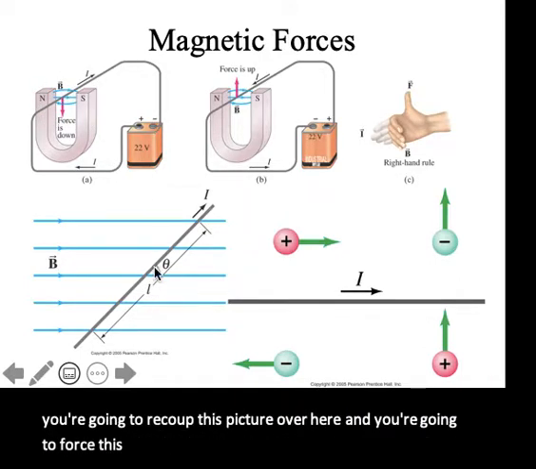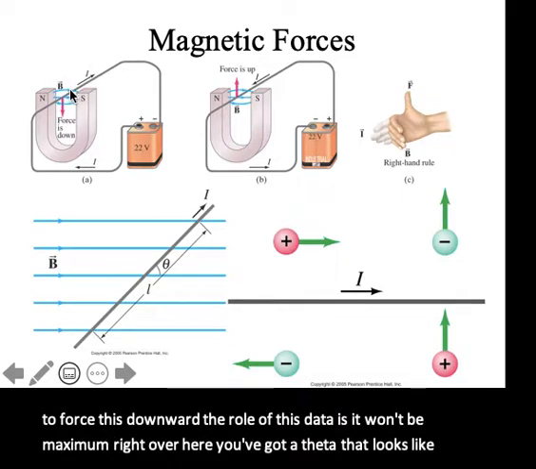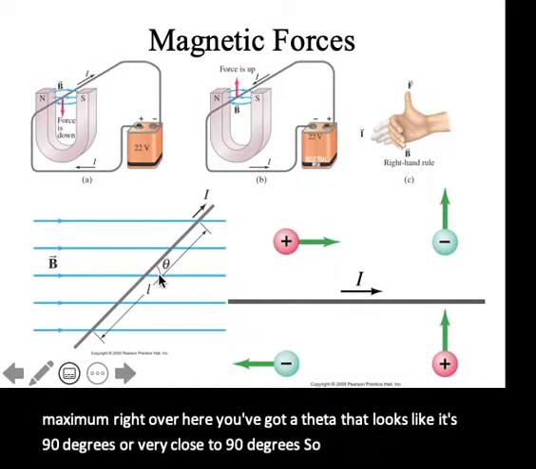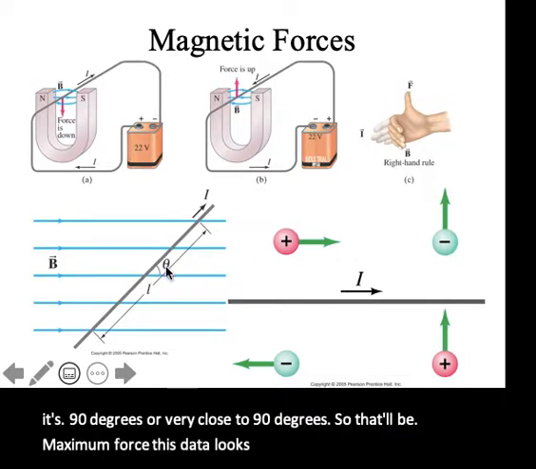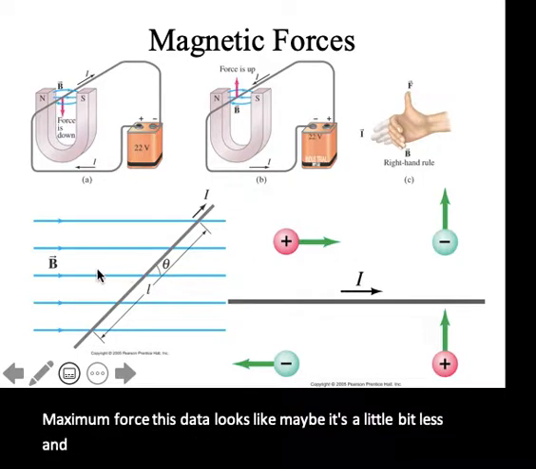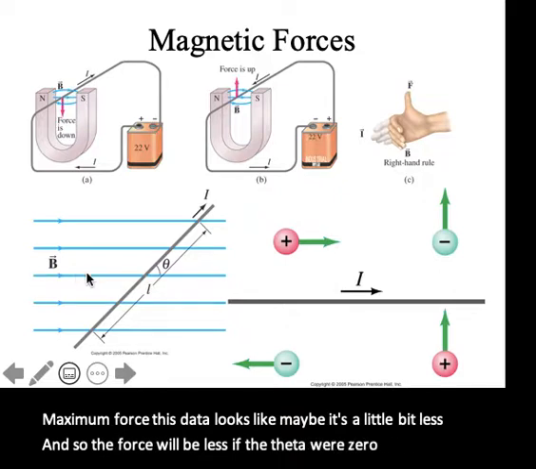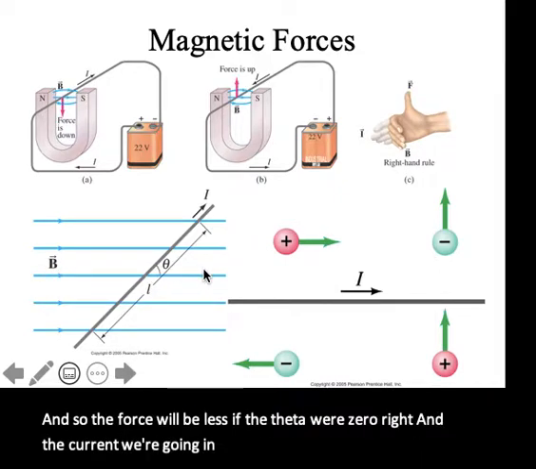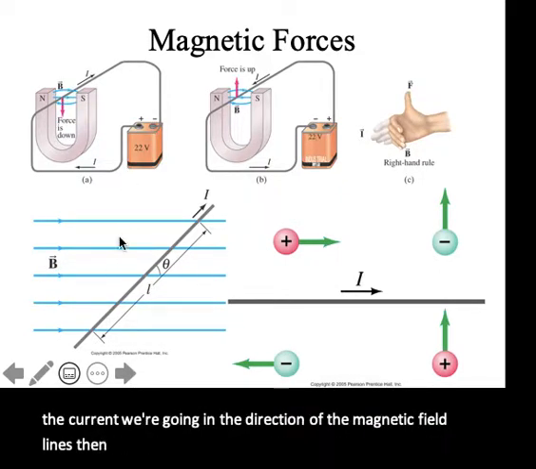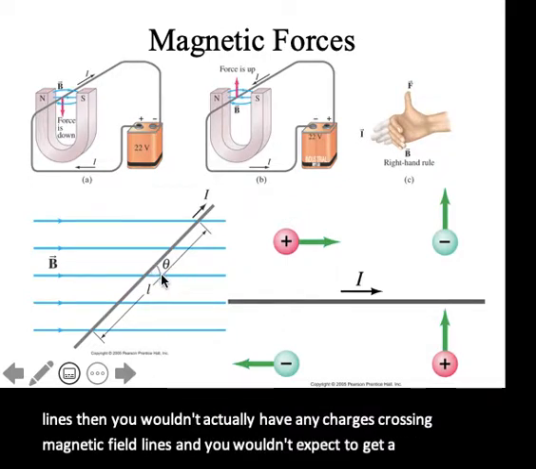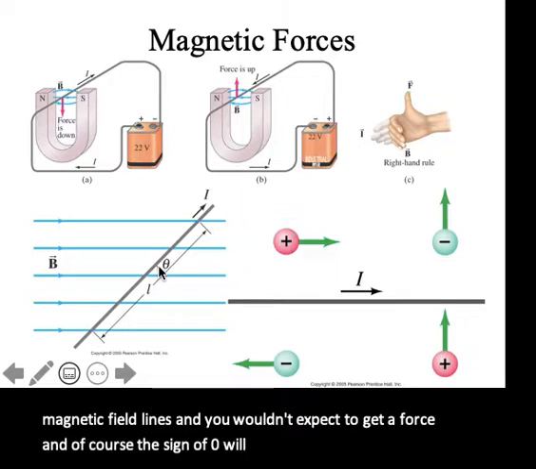The role of this theta is that it won't be maximum, right? Over here, you've got a theta that looks like it's 90 degrees or very close to 90 degrees, so that'll be maximum force. This theta looks like maybe it's a little bit less, and so the force will be less. If the theta were 0, and the current were going in the direction of the magnetic field lines, then you wouldn't actually have any charges crossing magnetic field lines, and you wouldn't expect to get a force. And of course, the sine of 0 will give you that.